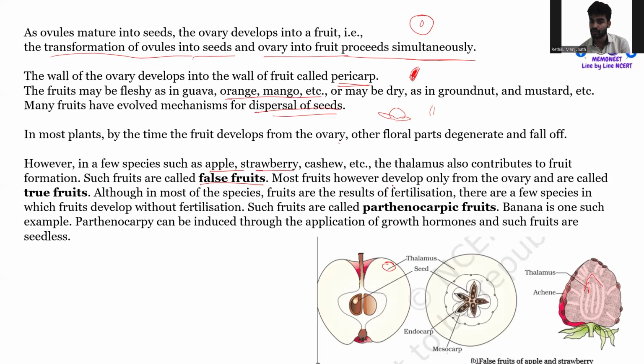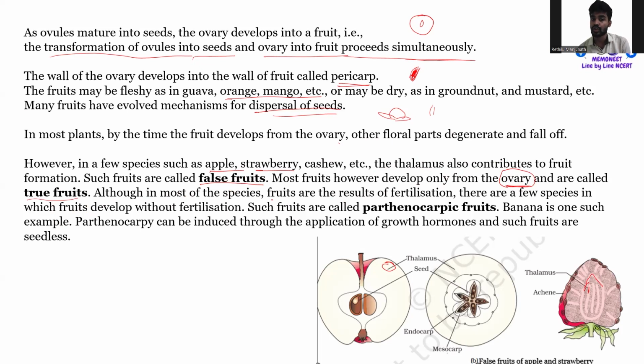And in most of the fruits, however, they develop only from the ovary, and they are called true fruits. That means fruits that develop only from the ovary, not from the thalamus, we normally call true fruits. But the fruits where the thalamus also contributes to the formation of the fruit are called false fruits. I hope you are clear with the differentiation between true fruits and false fruits.